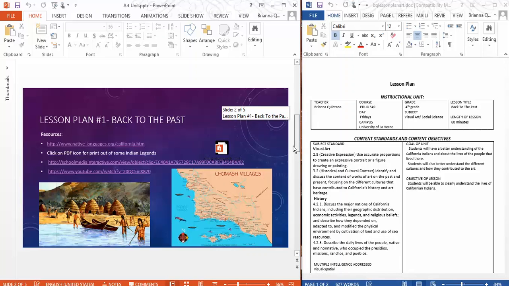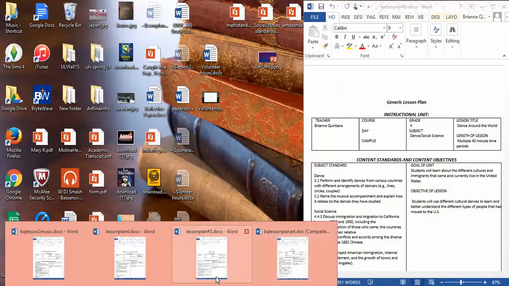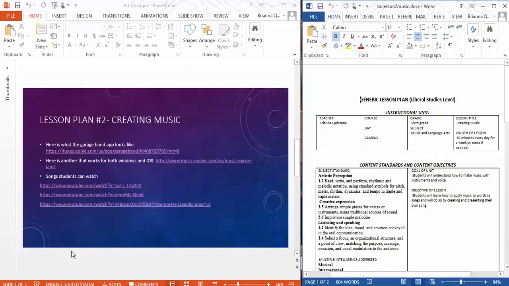The second lesson in this is the creating music lesson. This lesson is going to be a lesson basically about teaching students music, and in this lesson they will be creating their own music.